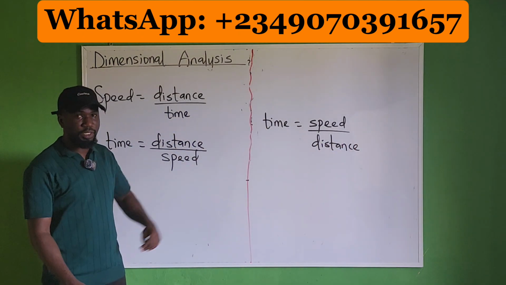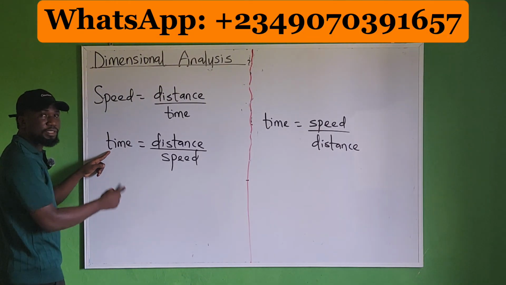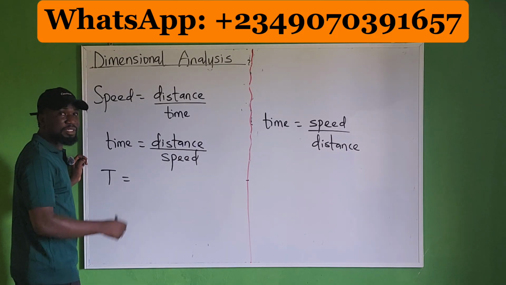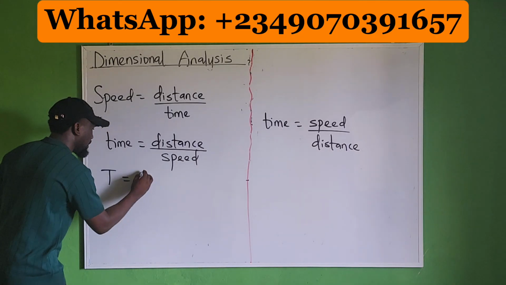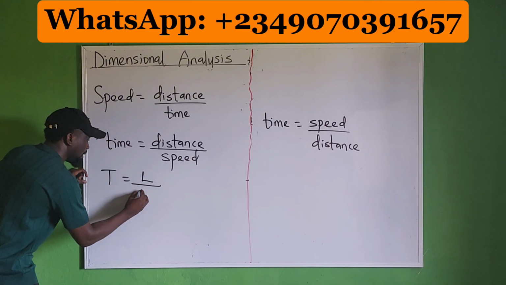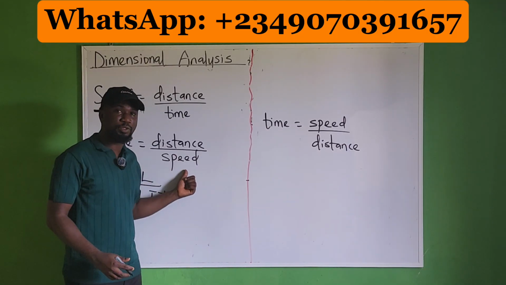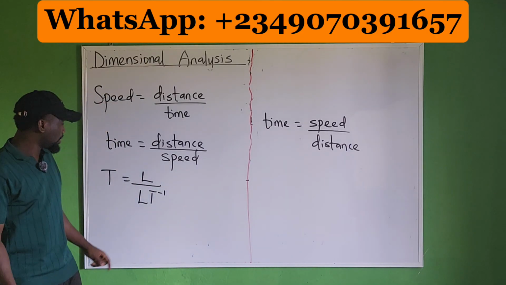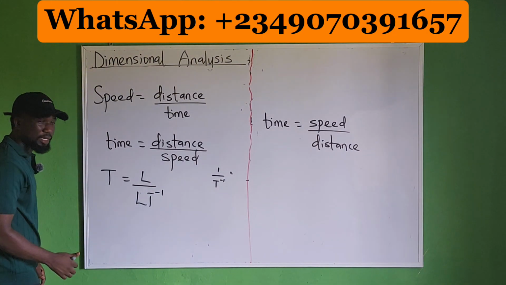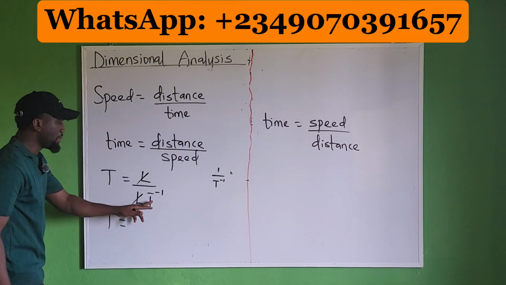So let's check for the correct one using dimensional analysis. For time now, the dimension here is big T, which equals, for distance, distance is a form of length. That is L divided by, for speed, what is the dimension of speed? That is L T raised to minus 1. Remember I said that the unit of speed is meter per second. So from there, we have the dimension LT raised to minus 1. So what's the next thing here? We have L here, we have L here, right? So we cancel L.